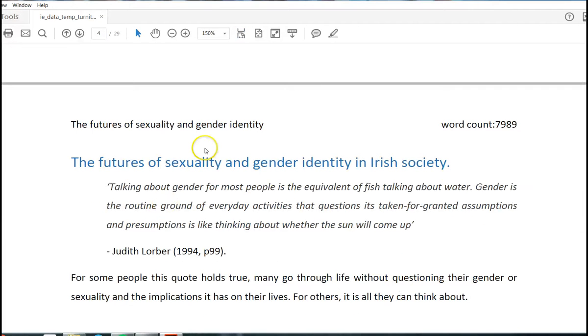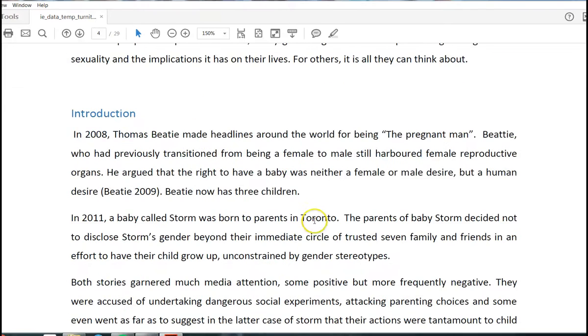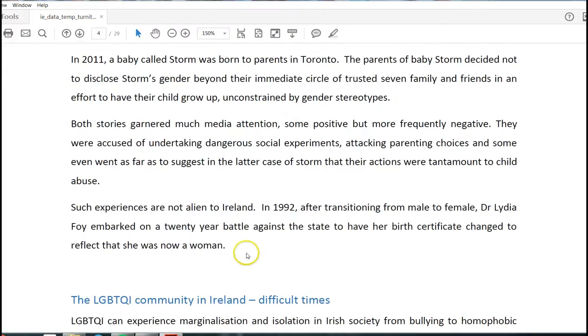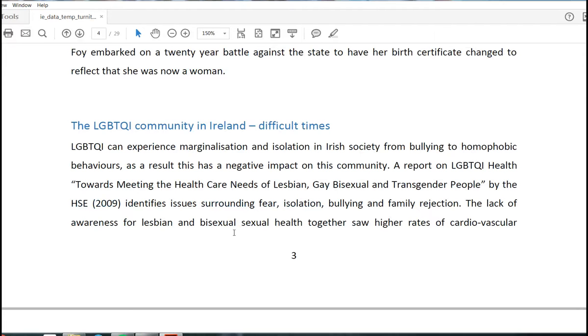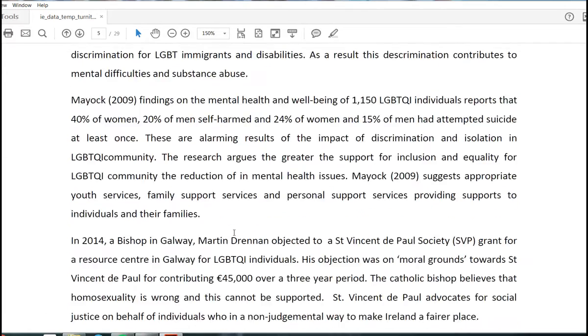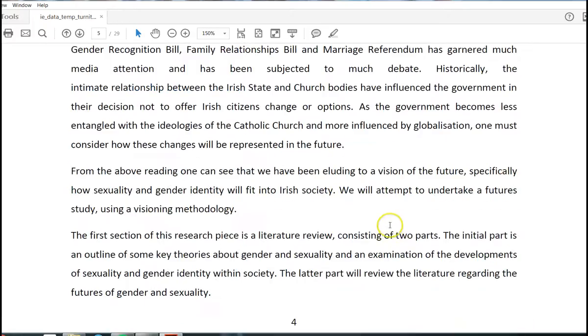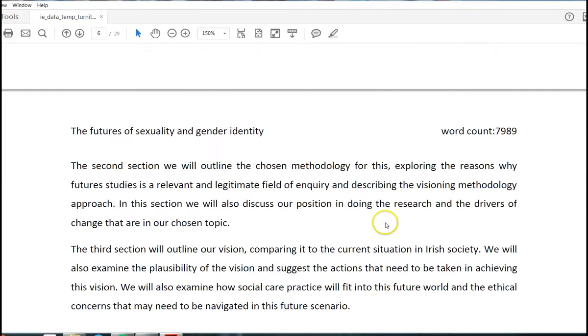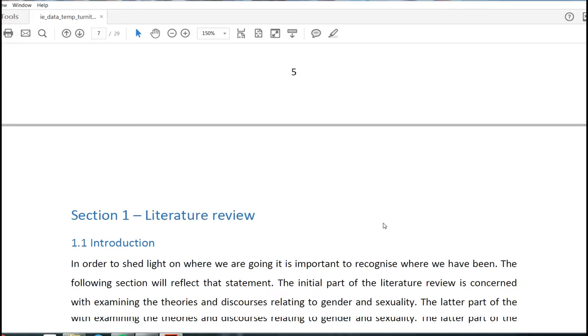So they talk about the futures of sexuality and gender in Irish society, again provide us with a quote, and then they give us an introduction to their assignment. They talk about the LGBTQI community in Ireland, and they give some statistics and data. Why examine the future of sexuality and gender identity? So they give us a rationalization for why they've actually taken on this topic in the first place.